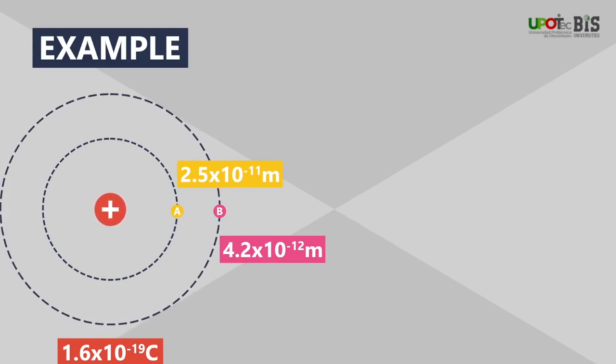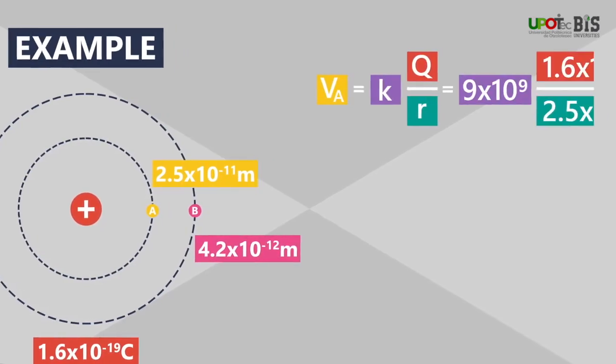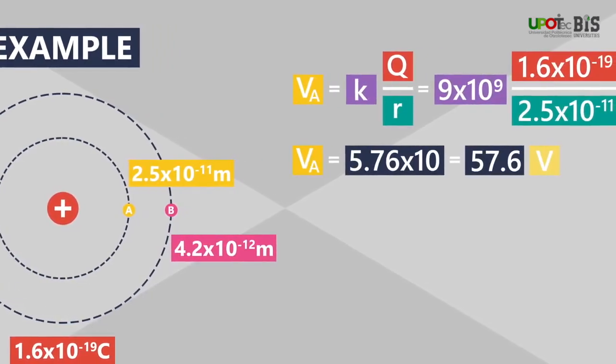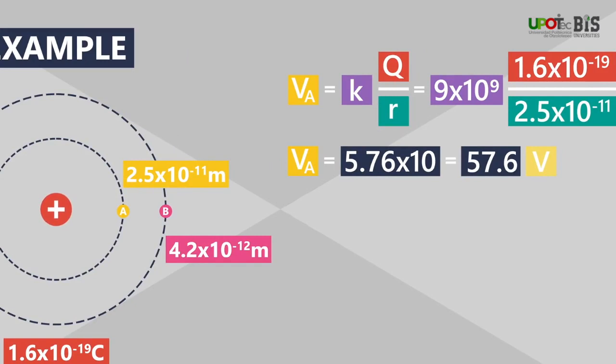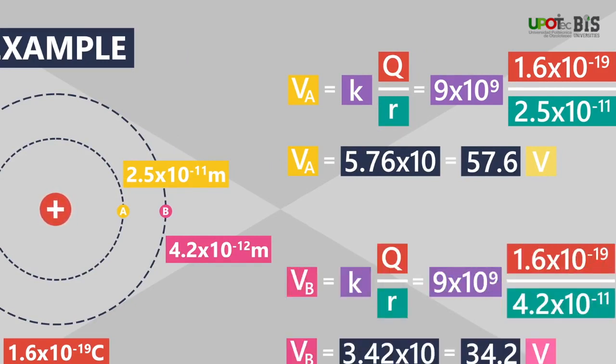In order to find the electric potential difference, we need to find the potential at point A and the potential at point B. The potential at point A, which is the first energy level, is going to be 57.6 volts. The potential at point B, which is at greater distance, is going to be 34.2 volts.